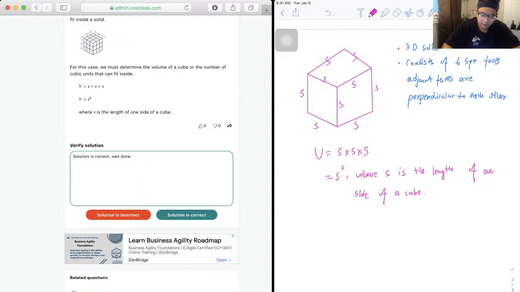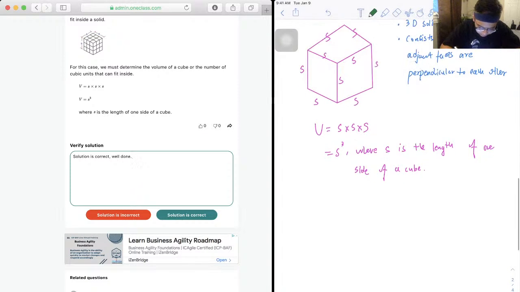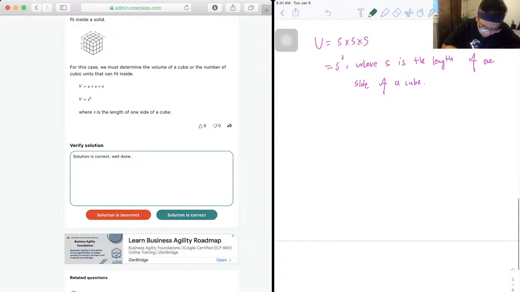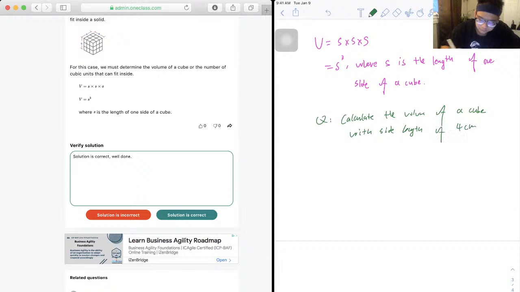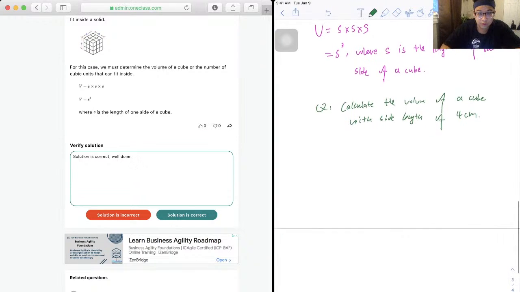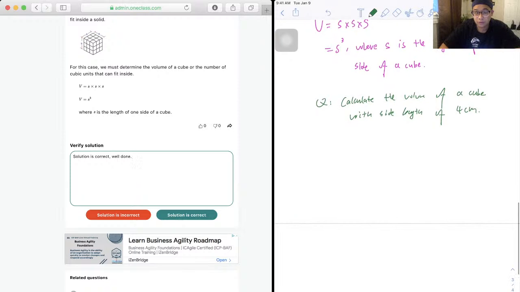Oh, and how about we just practice this with an example? So let's say we need to calculate the volume of a cube with side length of 4 centimeters. So we just need to simply substitute this into our formula, which is given by V is equal to s cubed.